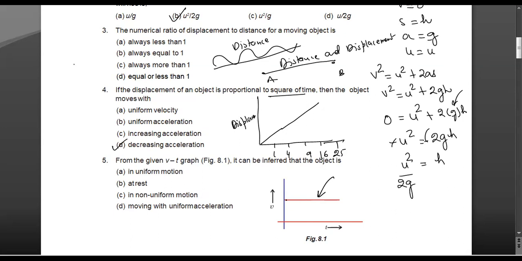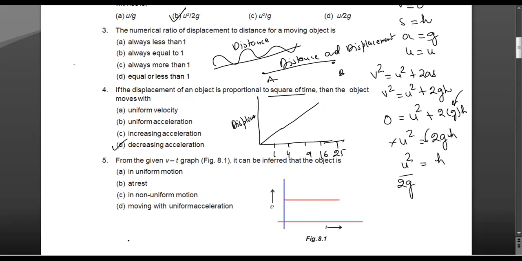Here you see that velocity is not changing. Let's suppose the velocity is 50 meter per second. So in time, say 1 second, 2 second, 3 second, 4 second, 5, 6, 7, every time you will find that the speed is 50 meter per second. It is not changing. When the speed is not changing, it means we have zero acceleration, and zero acceleration means that the speed is not changing.